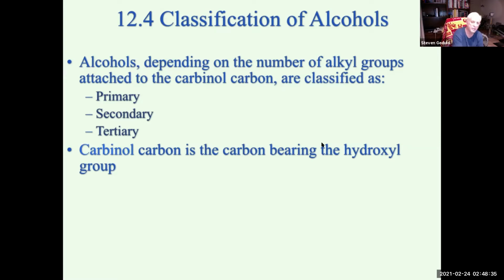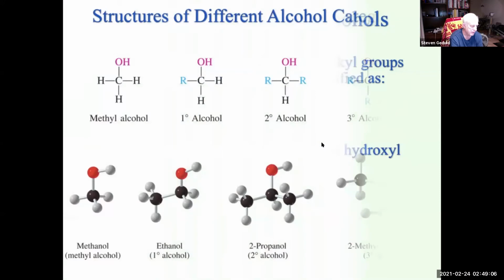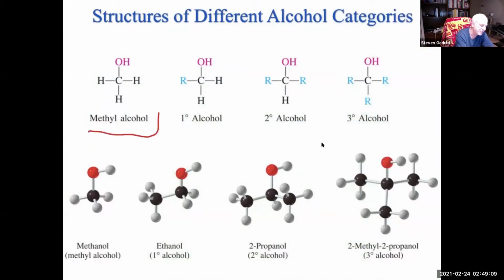So the carbinol carbon is the carbon that has the hydroxyl group. Okay, so if we had carbon, carbon, carbon, carbon, and we had an OH group, this is a carbinol carbon. So it depends on the number of alkyl groups attached to the carbinol carbon, attached to this carbon, not any of the others. It's the one that has the OH group attached. That's your carbinol carbon. Okay. So methyl alcohol, that doesn't even qualify because it doesn't have any carbons attached.